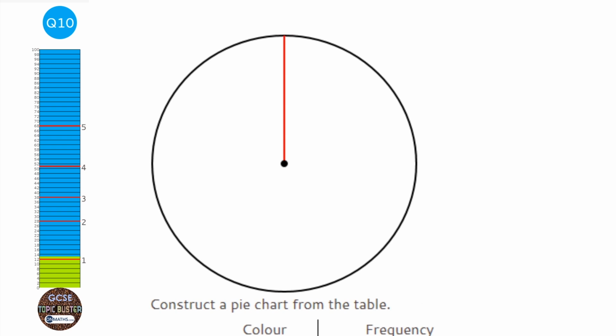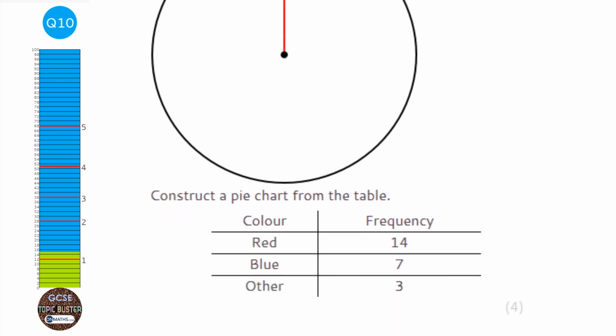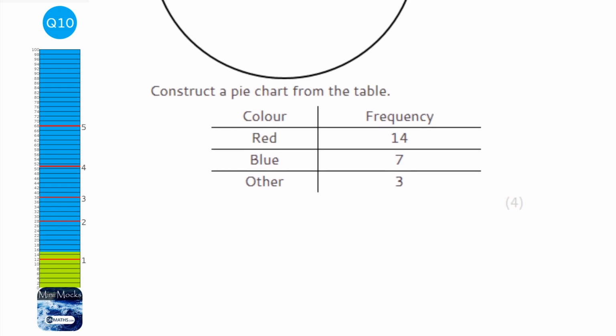Okay, so for this question we're asked to construct a pie chart from the table. We've got a number of frequencies. Now the first thing to do is work out how many frequencies we've got in total. So first calculation I'll make is adding up all the frequencies, and that calculator tells me is 24.